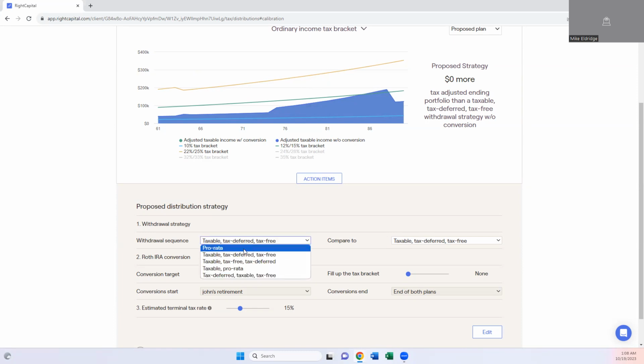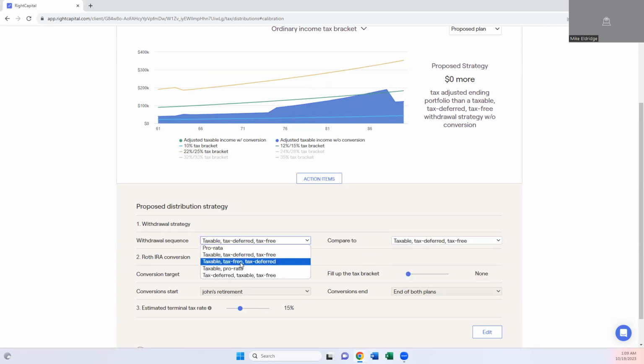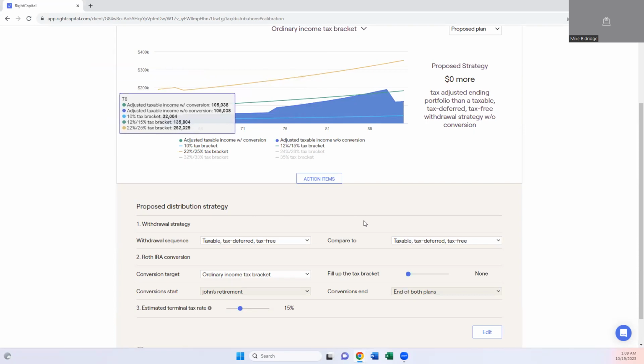But you can obviously play around with how you would like to take out your money, and you can put your plan in, what you've originally thought you wanted to do, and then play around with this, and you can see how big of a difference it'll make. But for this test, it won't do anything for their plan.